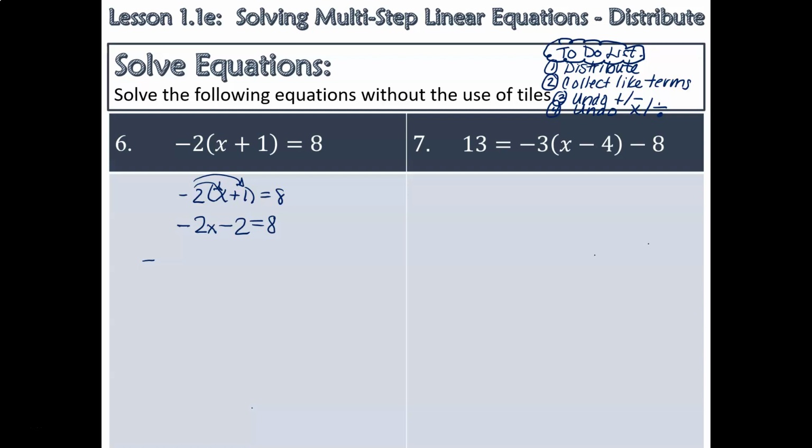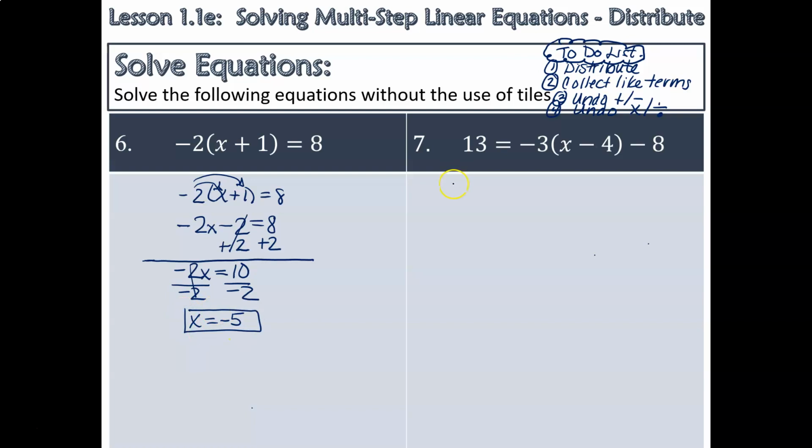Now we're going to undo addition and subtraction. It says minus 2, so I'm going to use the inverse operation, and I'm going to add 2 to each side. So I have negative 2x equals 10. Then my last step is undoing any multiplication and division. I have negative 2 times x, so I'm going to divide to get x alone. So I have x alone over here. 10 divided by negative 2 is negative 5.